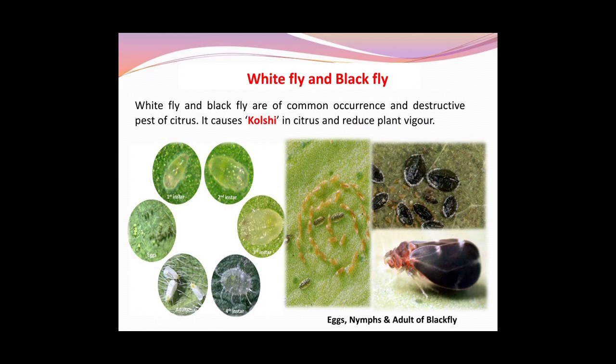Then next pest is white fly and black fly. White fly and black fly are a common and destructive pest of citrus. It causes sooty mold in citrus and reduces the plant vigor. So this is the important point. It causes the sooty mold in citrus. So these are the eggs, nymphs and adult of black fly.